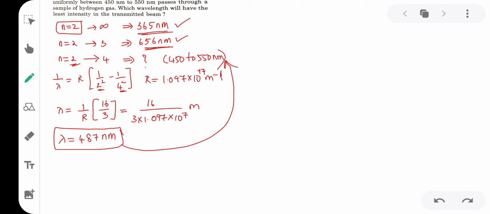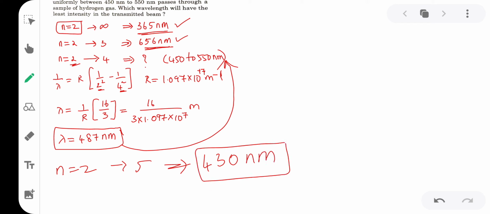Now you may ask, why did I choose 2 to 4? I could have chosen anything else also. So I tried it. When I choose n equal to 2 to n equal to 5, the corresponding wavelength I am getting is approximately 430 nanometer. This 430 nanometer is not in our range. It is less than the range given. So the correct answer is 487 nanometer, which will be absorbed the most, and therefore it will have the least intensity. Okay, thank you so much.